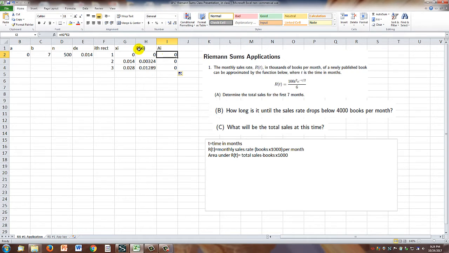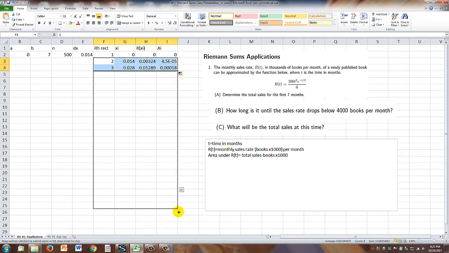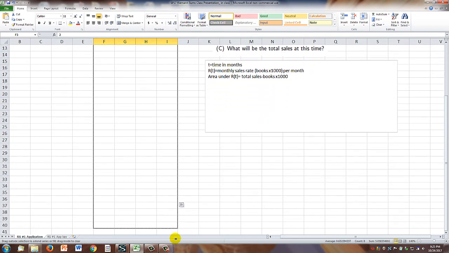And I forgot to do F4 right here, so let's do that. Okay. And now, there we go. All right, we want 500 rectangles. So we're going to drag down rectangles 2 and 3 until we get to 500.